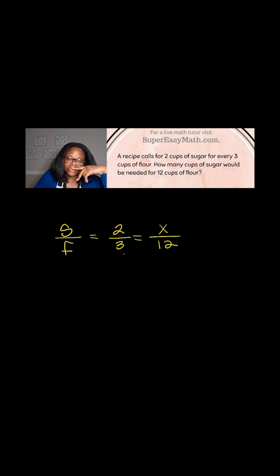Or you can ask yourself, to go from 3 to 12, what do I multiply by? You multiply it by 4. And then whatever you do at the top, you have to do to the bottom. So this is also by 4. So that means the x value here is going to be 8.